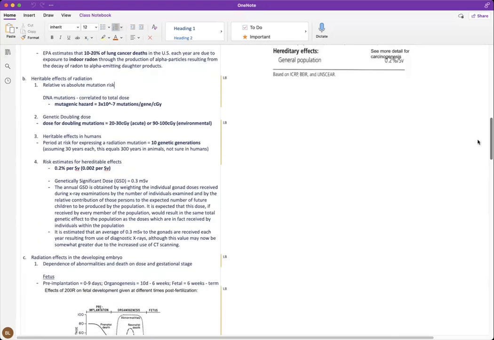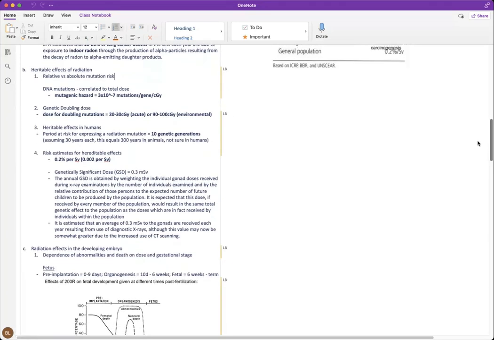Okay. Heritable effects of radiation. DNA mutations correlate to total dose. Mutagenic hazard is 3 times 10 to the negative mutations per gene per centigray. I don't think that came up, thankfully.